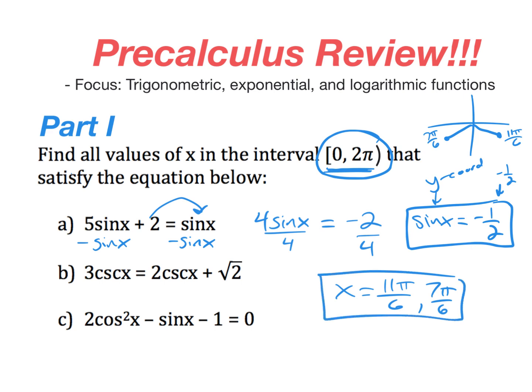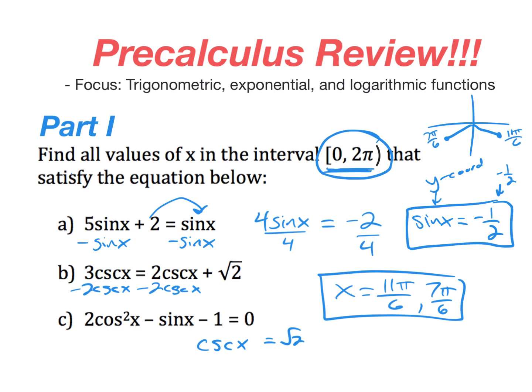Notice letter B is very similar. It's a single trig function, so we first want to get it by itself. Let's subtract that cosecant over, 2 of them, to the other side. So now it reads 1 cosecant x equals square root 2.